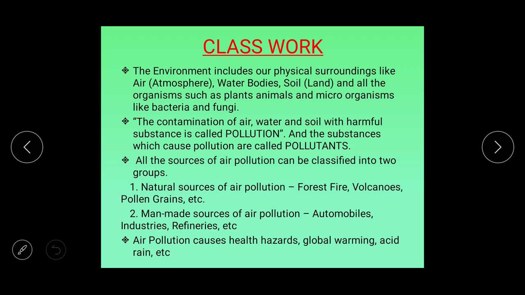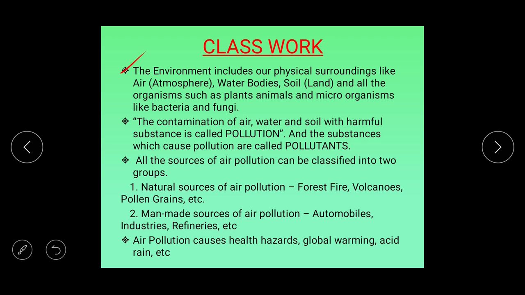So, dear children, in this way we have completed this topic related to air pollution, and now I'm coming to the classwork. Dear children, please write down the classwork.